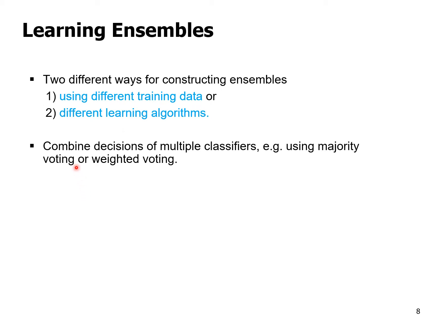And another variation depends on the way we combine the decisions of multiple classifiers. Okay, so when each classifier makes predictions, you can use either majority voting or weighted voting to combine the decisions from multiple classifiers. So as you can see, there are many variations of ensemble method.